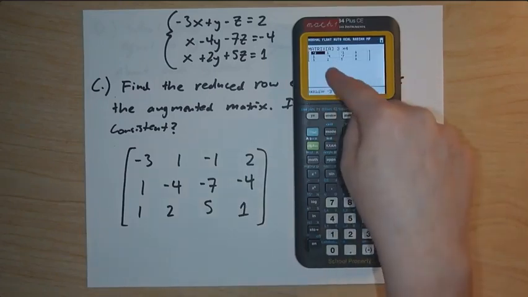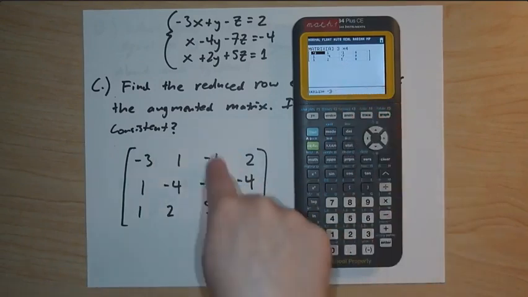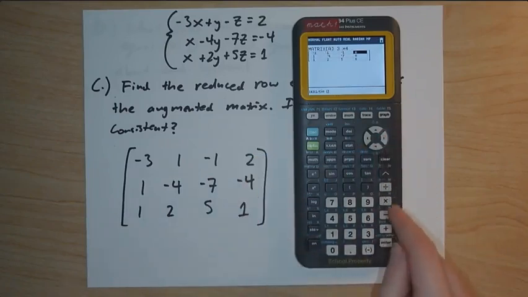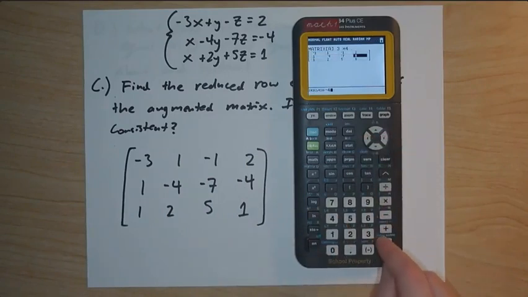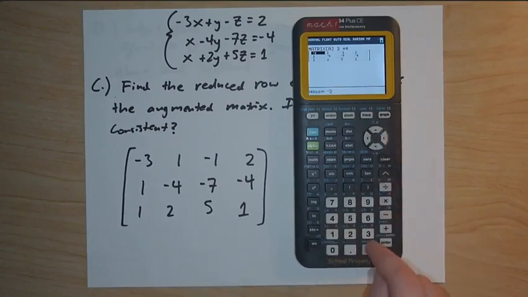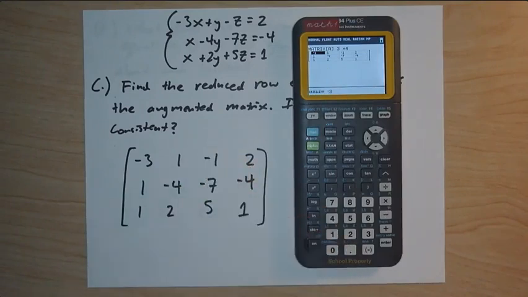We have all of the numbers here being the same as our coefficient matrix, but we just need to add this last column here. So I'm going to scroll over to here. We have 2, and then we have -4, and lastly we have 1. So our matrix now looks the same as our augmented matrix here. I'm going to go back to our home screen, so second mode to quit.